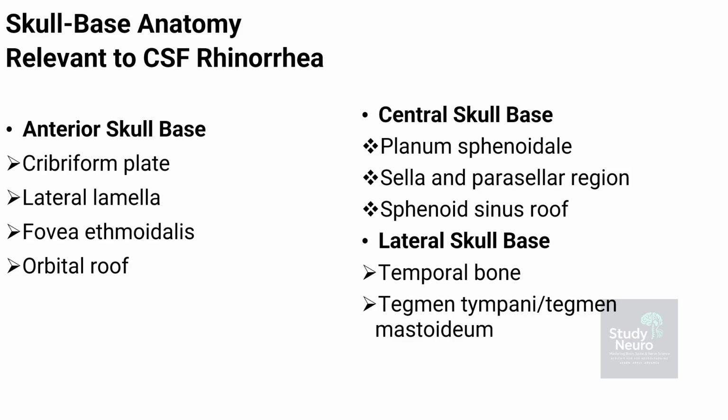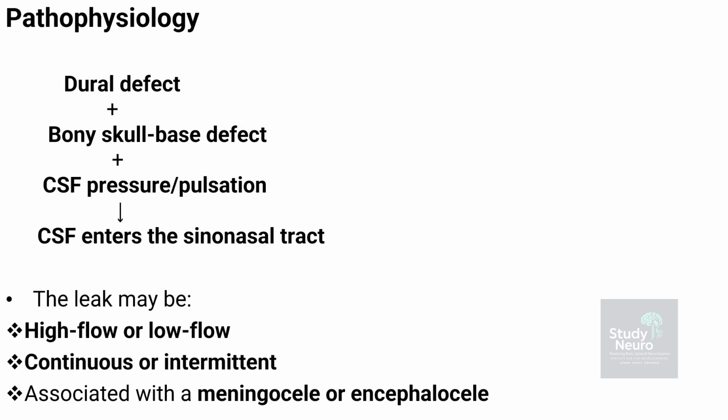A cerebrospinal fluid leak generally requires both a dural defect and an osseous skull base defect, with cerebrospinal fluid pressure or pulsation helping drive fluid through the abnormal pathway. The resulting leak may be high flow or low flow and may occur continuously or intermittently. A meningocele or encephalocele may also accompany the defect. The important point is that finding a defect is not enough. It must correspond to the clinical pattern and suspected site of leakage.